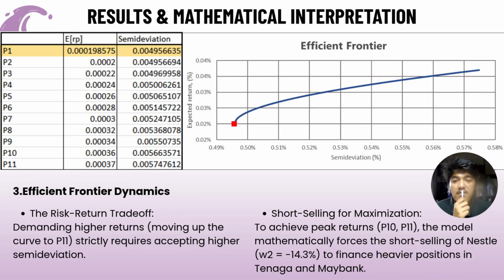Furthermore, our efficient frontier illustrates the classic risk-return trade-off. Moving from portfolio 1 to portfolio 11, higher returns require accepting greater downside risk. To achieve the maximum yield, the model suggests short selling Nestle at negative 14.3%. By borrowing from this underperformer, we can concentrate more capital into our winners, which are Tenaga and Maybank, optimizing our overall return.